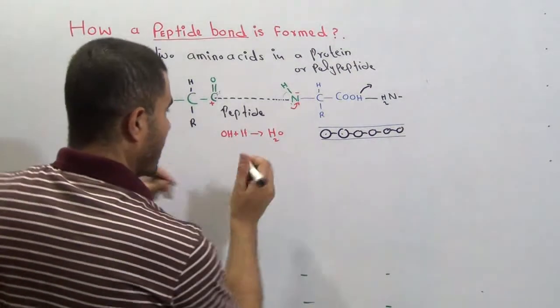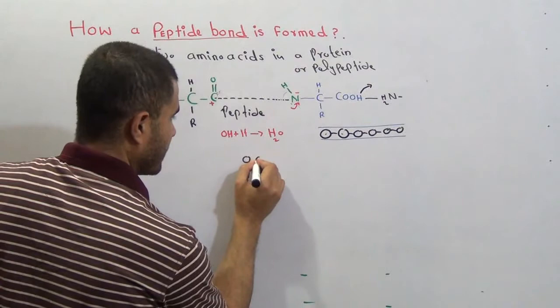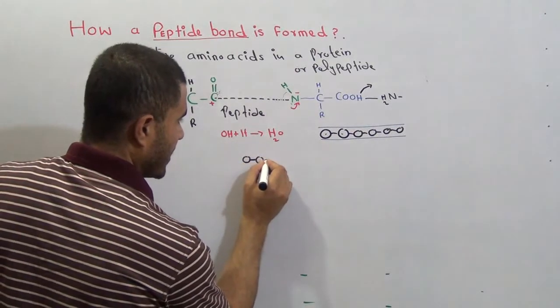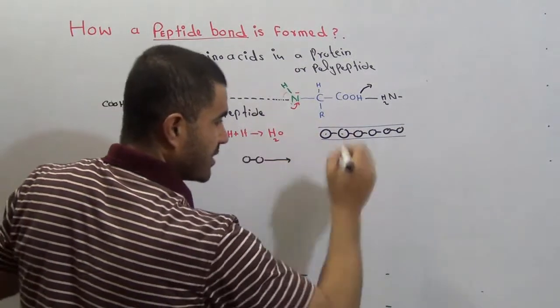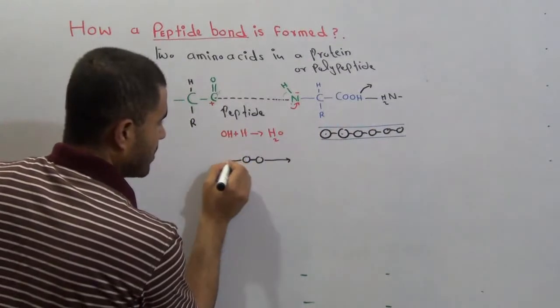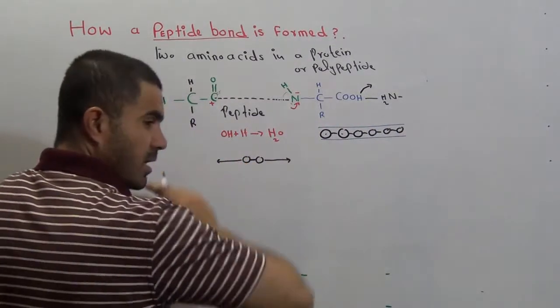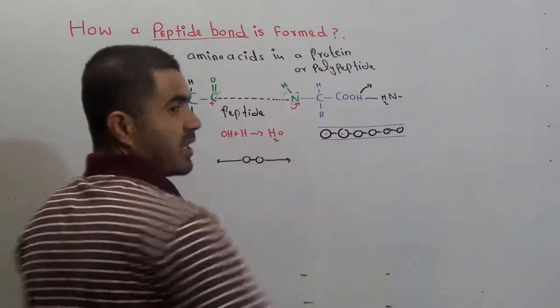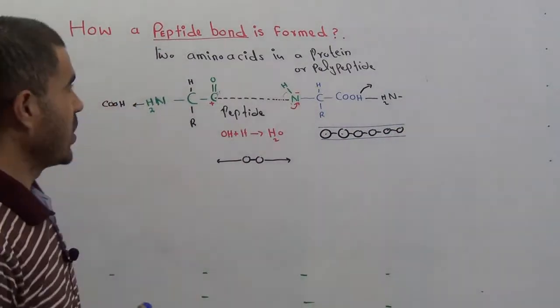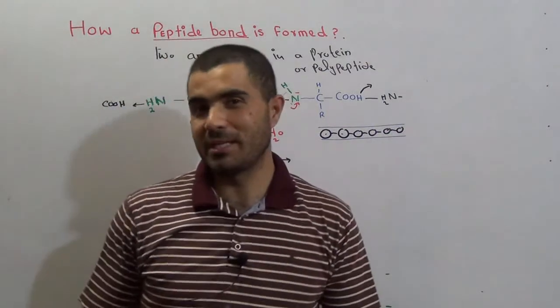So the chain will go like this. If this is a peptide bond, then the chain can grow on the right side, and it can also grow on the left side, making a polypeptide chain. So that was the topic, how a peptide bond is formed.